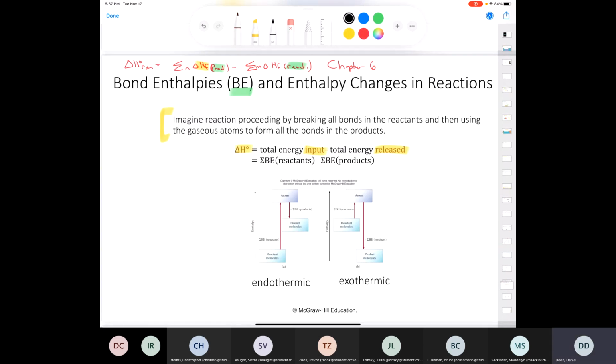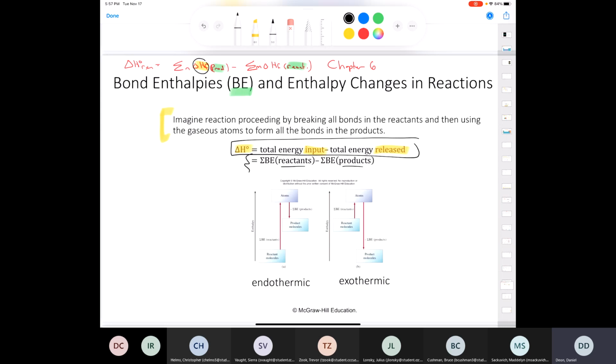The delta H of our reaction is going to be equal to the sum of all the bond energies of the reactants minus the bond energies of the products. This is the only equation that we use in general chemistry where it's reactants minus products. Now I want you to think about why again. Okay, there's a good rationale for it.